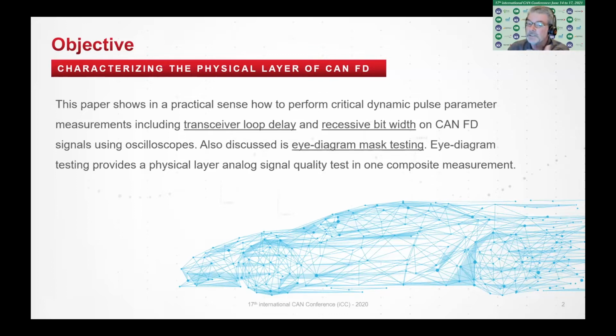Eye-diagram testing provides a physical layer analog signal quality test all in one composite measurement. This is a measurement that perhaps many engineers haven't been using. It's very common in higher speed serial data analysis, such as USB 2.0, PCI Express. But as data rates of CAN-FD, as well as what we just heard about CAN-XL, go to higher and higher rates, it's more important to get an overall look at the bus, with all bits overlaid on top of one another, to get a feel for the signal quality of the bus.